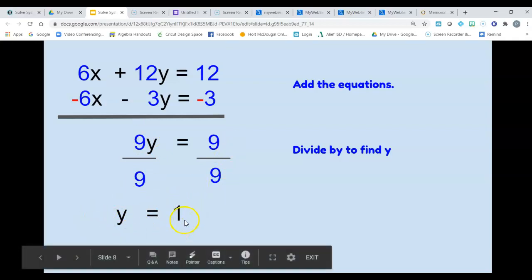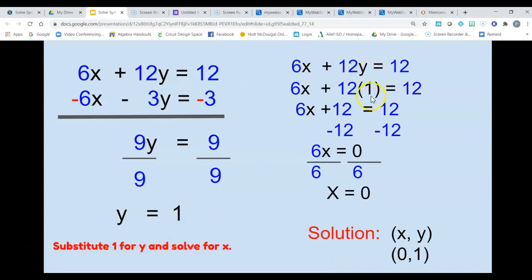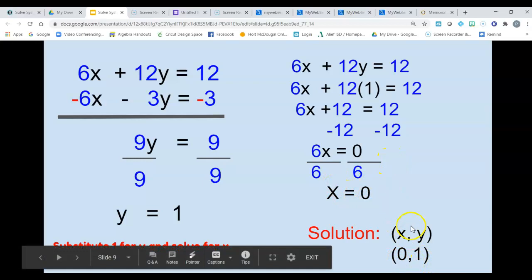Now that I know what y is, I'm going to substitute this number into my equation in place of y. So here, in place of the y, I put my 1. So I have 6x plus 12 times 1 is 12 equals 12. I'm going to subtract 12 from both sides. That'll give me 6x equals 0. Divide by 6. And I get x equals 0. So my solution is x is 0, y is 1.